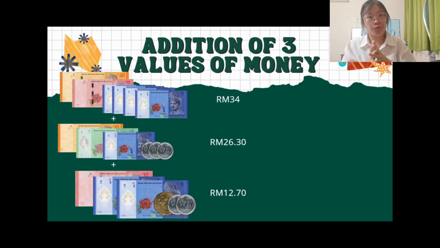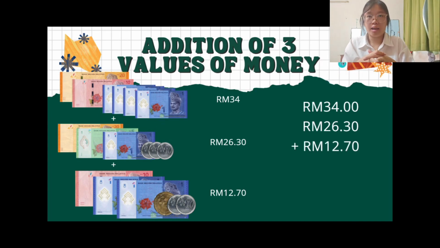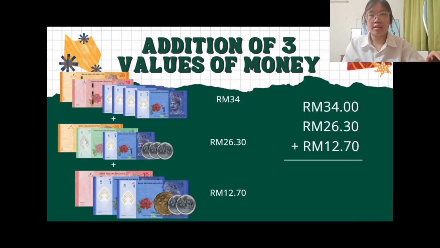Next, let's move on to the next part. Now we have 34 ringgit, 26 ringgit and 30 cents, 12 ringgit and 70 cents. Then we have to write down RM34.00, RM26.30 plus RM12.70. And then, like just now, we have to sum them from the right to the left.